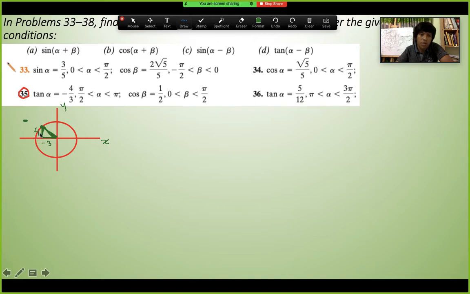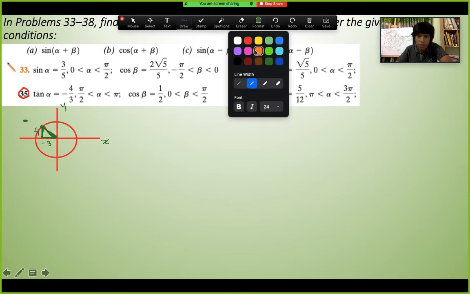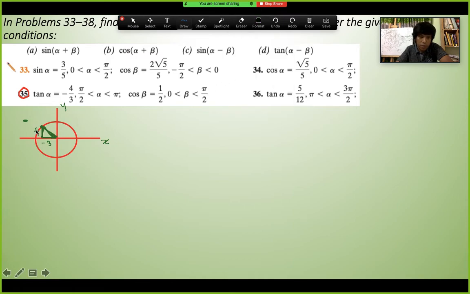And once you know that this is 4, this is minus 3 or 3, because if you square it, it will become plus 9 in any case, then you can find out this other side. That other side will be 5 by using the Pythagorean theorem. Then we can write down the other trigonometric ratios.